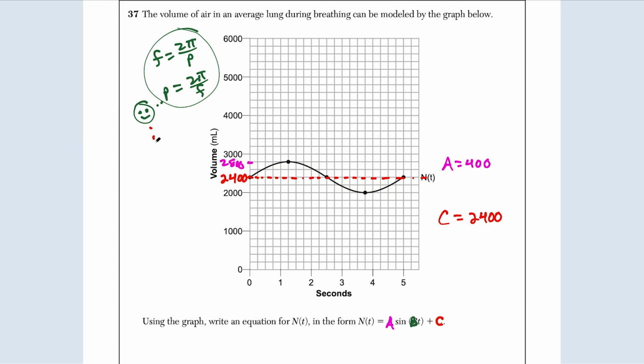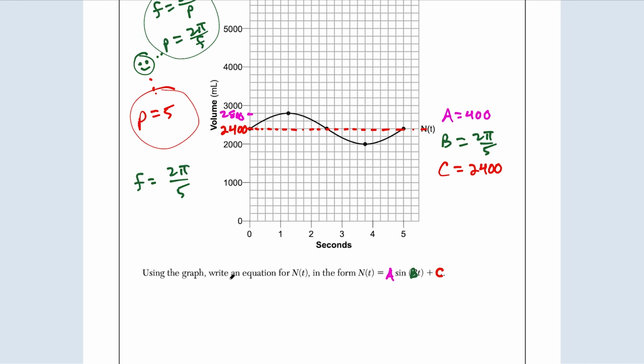So now I think about this and say, okay, the period of the graph is equal to 5 because it takes 5 seconds for this graph to complete one full cycle. So now when I want to identify what the frequency is, the frequency is equal to 2 pi divided by the period, which is 5. So that tells me here that my b value is equal to 2 pi over 5.